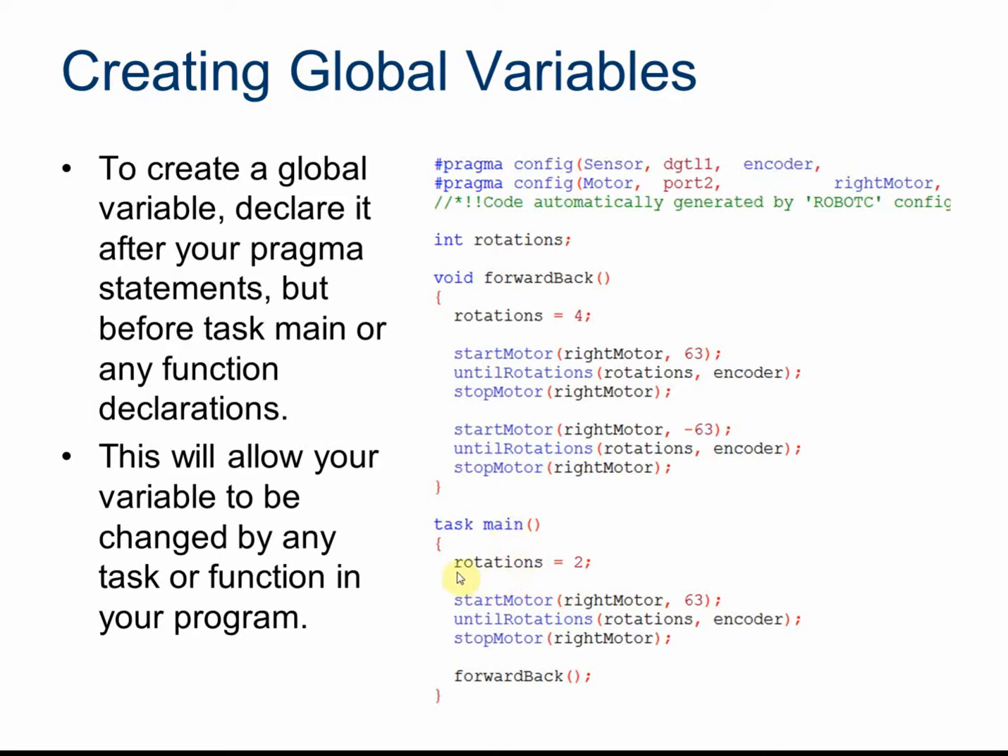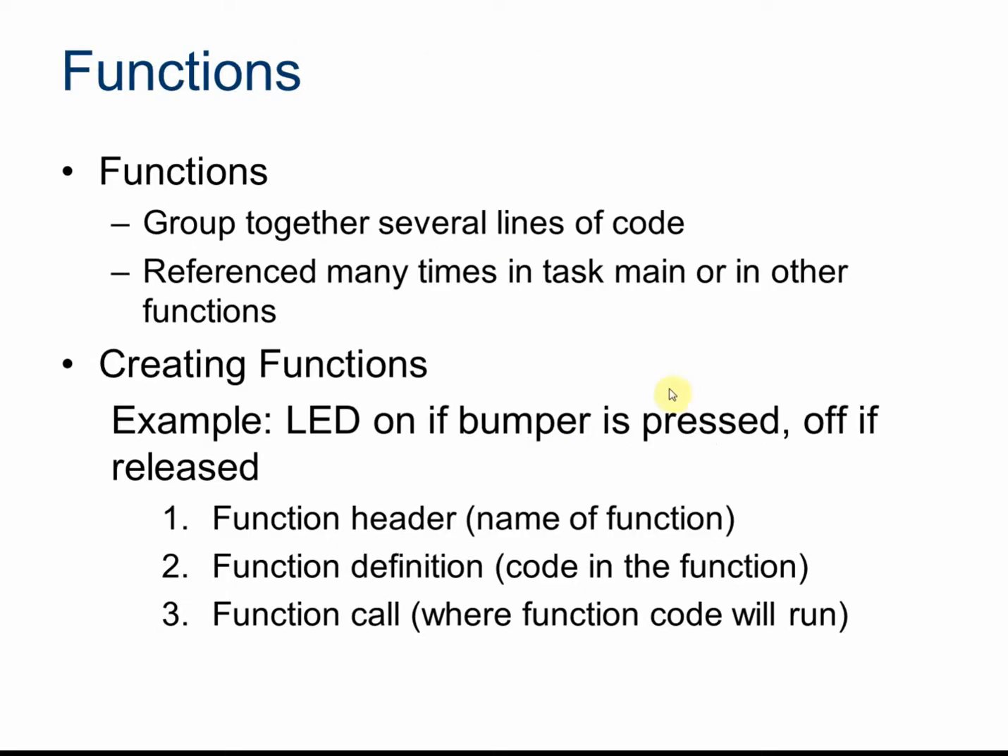So if we were to run this code, you would start the motor at half speed until 2 rotations had passed, stop the motor, run our function, which would then set rotations to 4, start the motor again at half speed, run 4 rotations, stop, and then run 4 rotations backwards and stop. This same variable, even though it's in 2 separate functions or tasks, it can still be accessed by both.